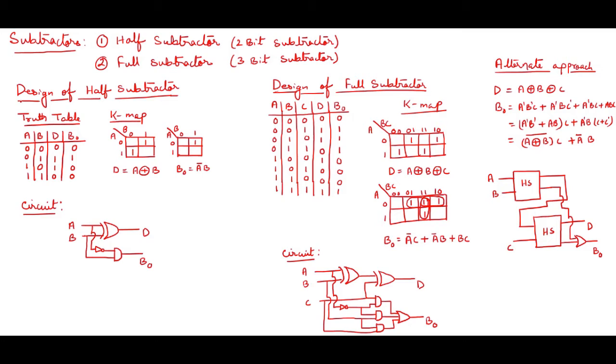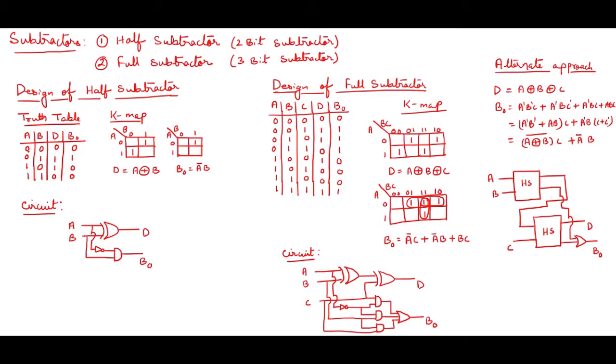For designing the half subtractor, I have taken the truth table directly, with two variables A and B. When I subtract A and B, I'll get a difference and a borrow. This is BO, but to distinguish it from this B, I have called it BO. This is called borrow, and this is the variable B. Because it is 2-bit, the combinations will be from 0 to 3: 00, 01, 10, 11.